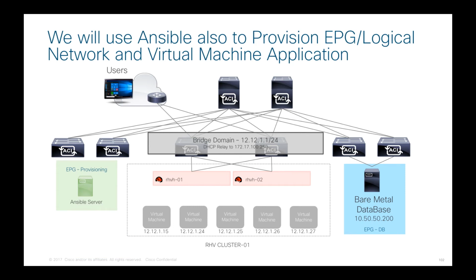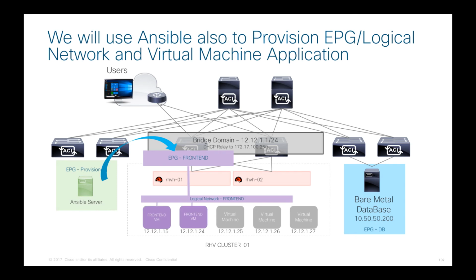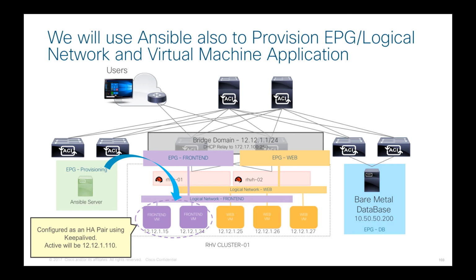We will also use Ansible then to provision logical networks and EPGs for a front-end, and then the Ansible playbook will configure the virtual machines to perform the front-end role by installing a reverse proxy on them. We will then create another EPG for web, and we will provision the web application, a very simple PHP application, on those virtual machines. We will configure the front-end to use high availability by pairing the HA proxy VMs with Keepalived. So we will configure a virtual IP address of 12.12.1.11.10 as the active virtual machine.